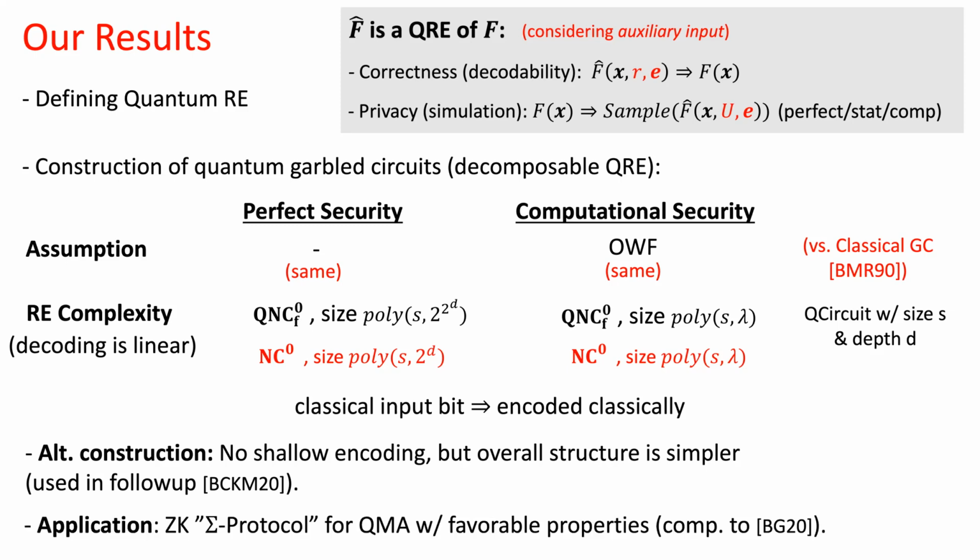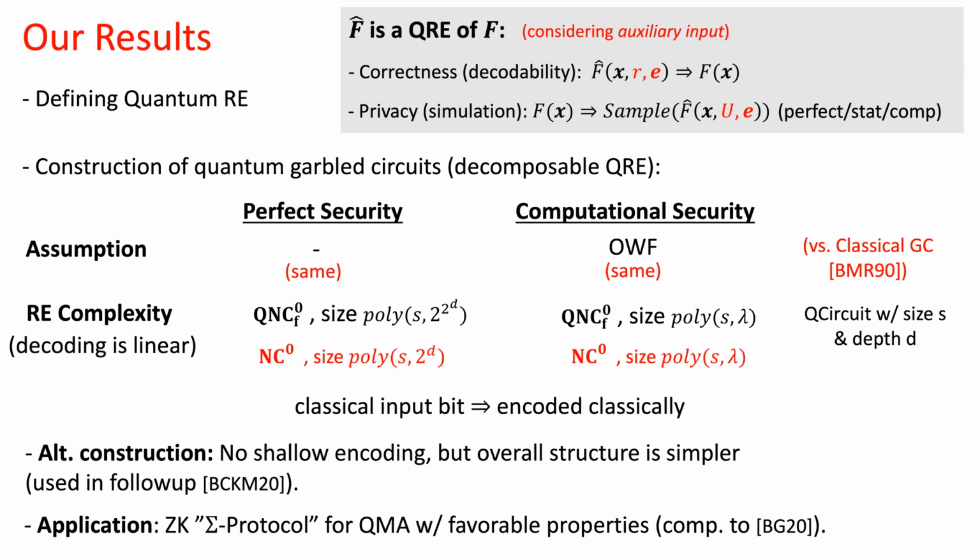The last thing that we show is an example of an application. So we show, well, in the spirit of this session, a zero knowledge protocol for QMA. And this has the form of a Sigma protocol. So let me take you back to Alex's talk from the morning. What we get is a protocol that has a similar structure to the protocol of Broadbent and Grilo that Alex showed in the morning, but it has some favorable properties.